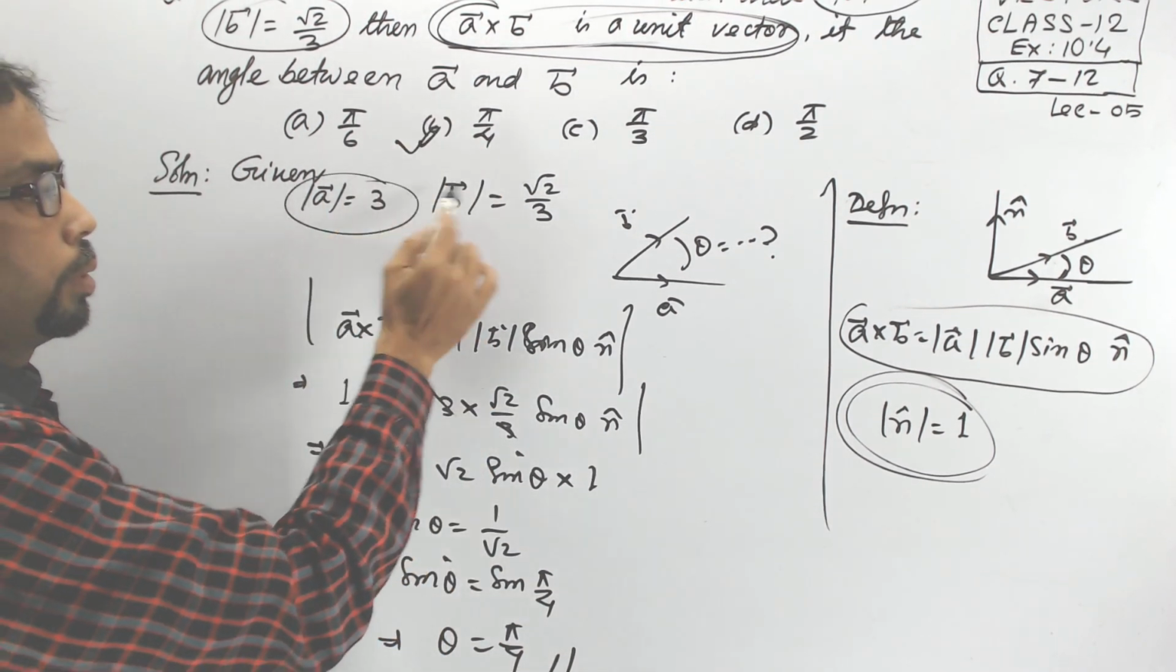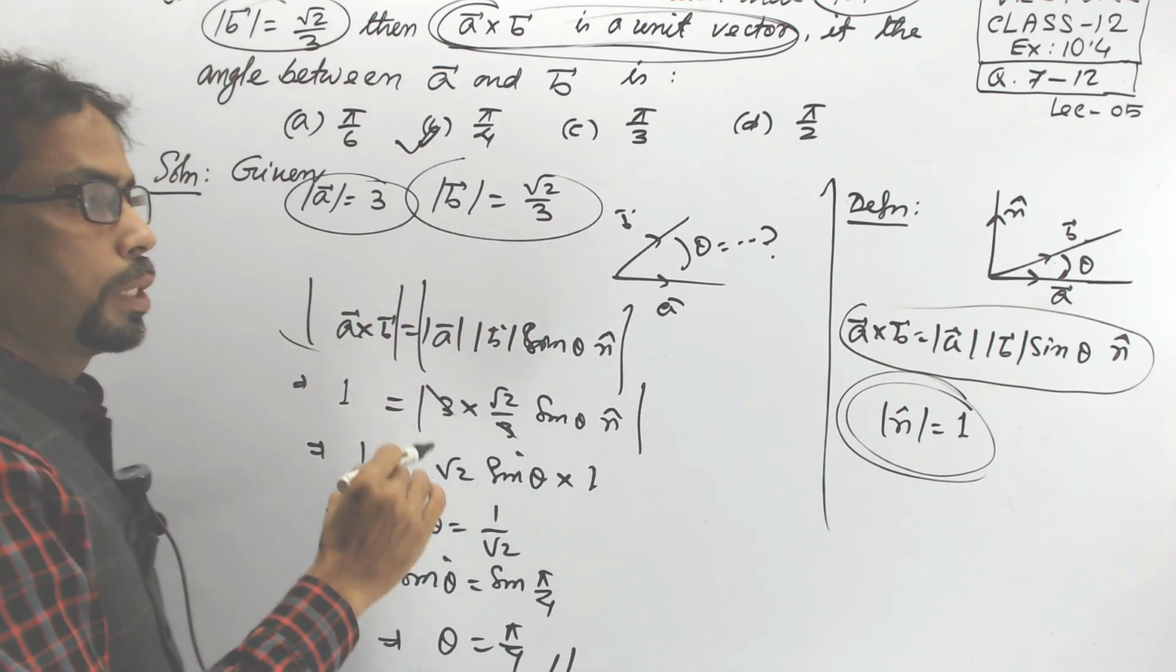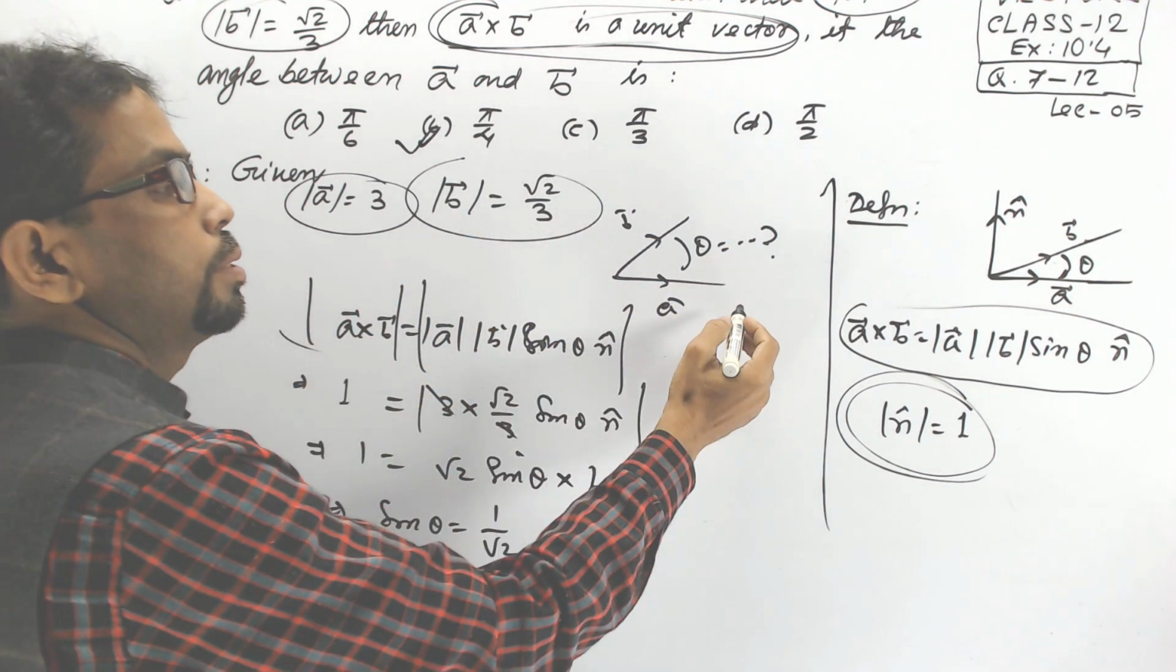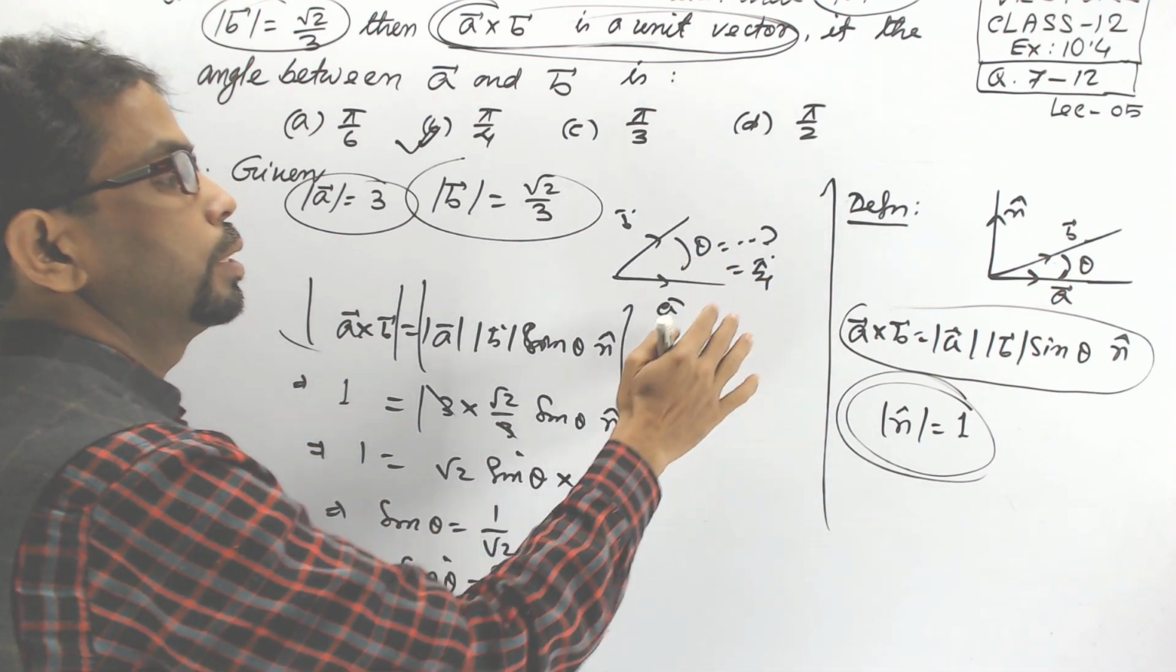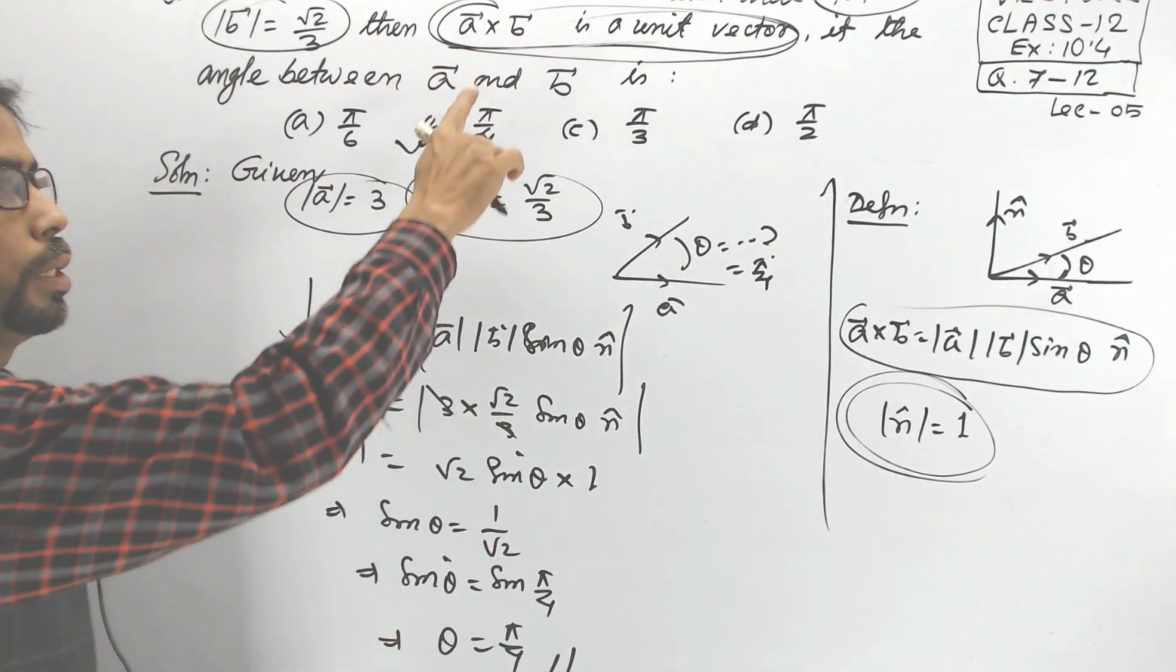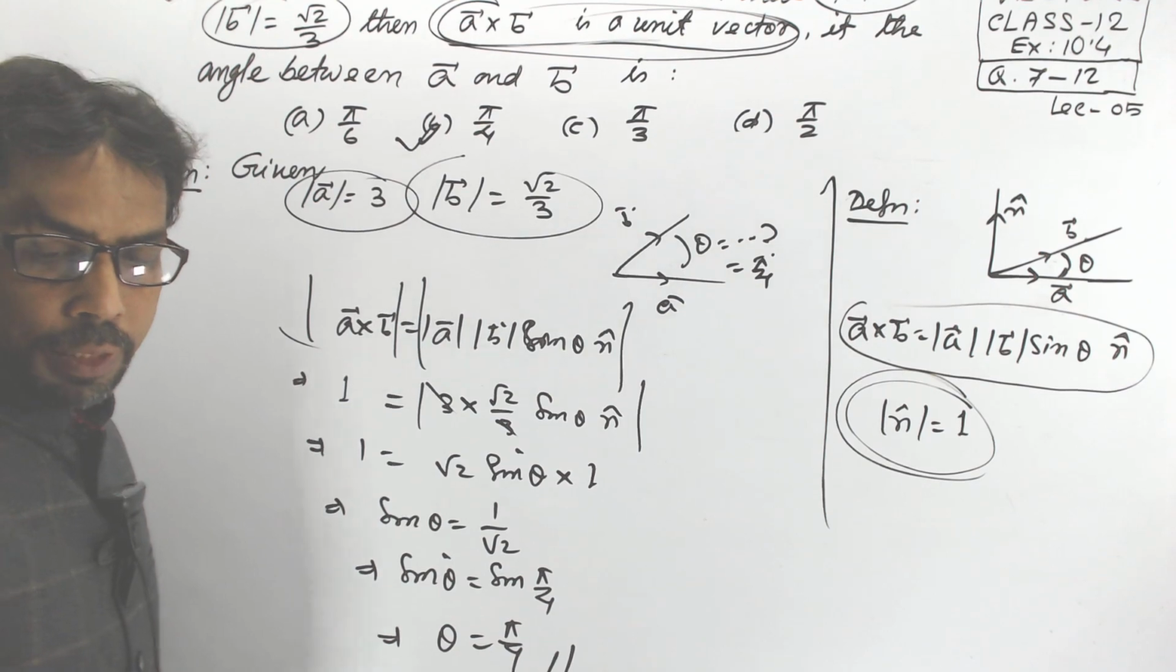So if magnitude A and magnitude B are given, and A cross B is a unit vector, then the angle between the vectors is pi by 4. Only if it is 45 degrees will A cross B be a unit vector.